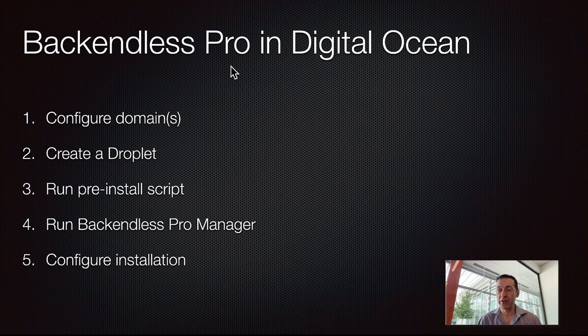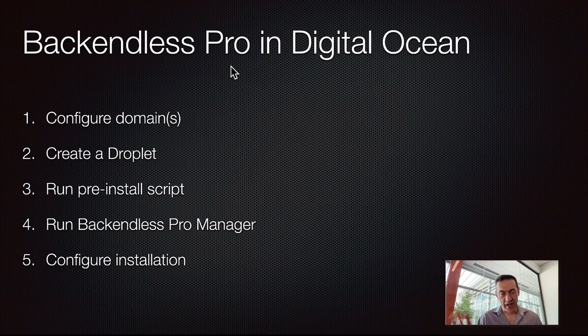And once it is installed, the same Pro Manager can be used to see what's running in Backendless, access logs, change configuration settings, and so on. And finally, step number 5, as I mentioned earlier, is configuring your domains so that when you enter the URL for your console, it comes up. And likewise for the API. When you enter the URL for the API, your installation of Backendless Pro responds. So these are the steps.